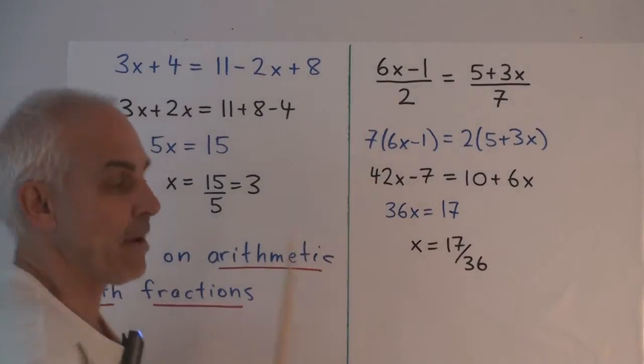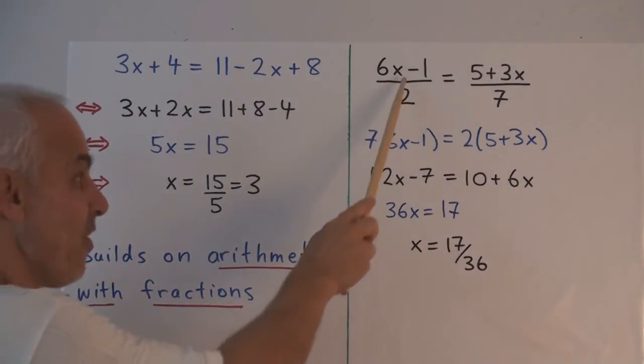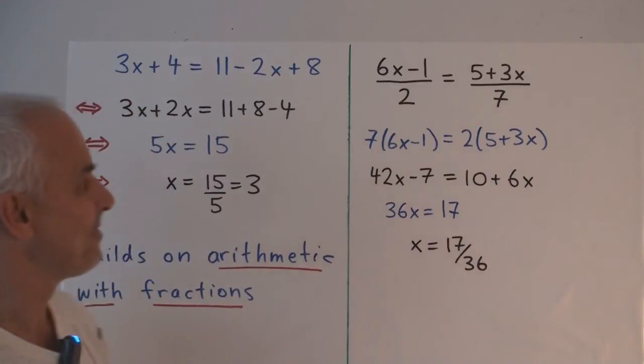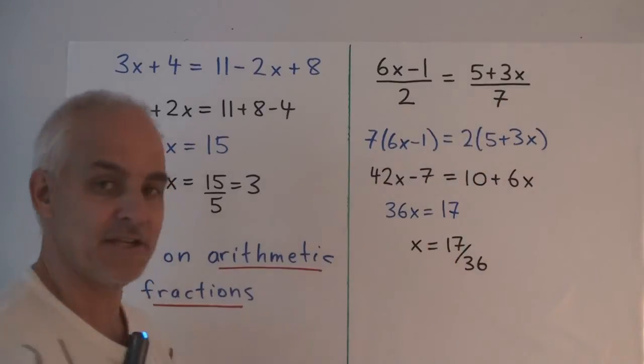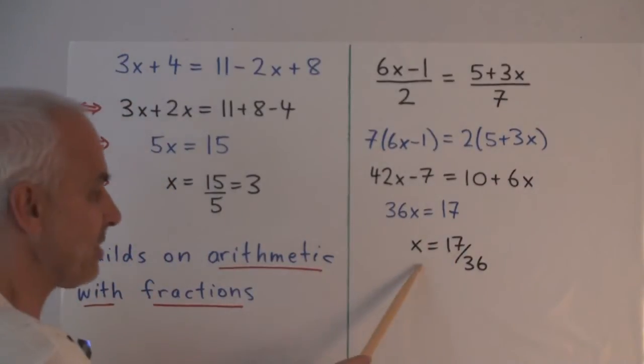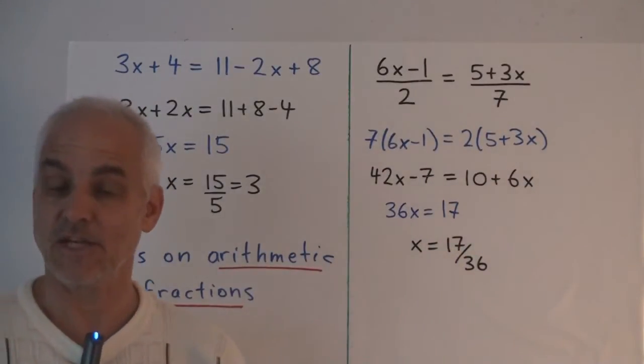Another example involving some fractions involving our unknown variable x. 6x minus 1 divided by 2 equals 5 plus 3x divided by 7. And x becomes the fraction 17 over 36.